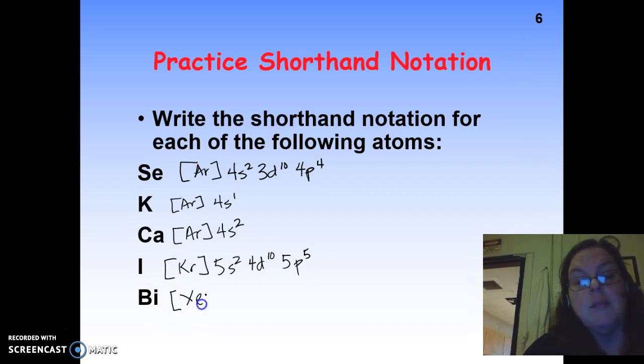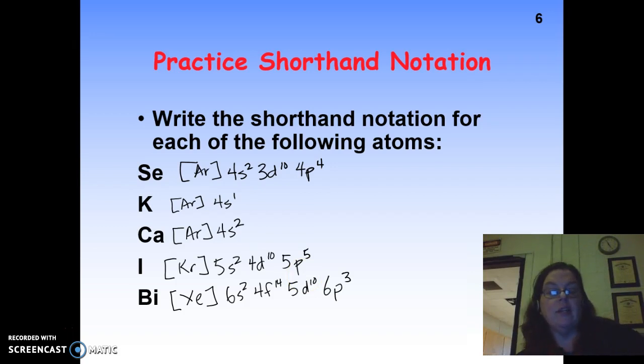This time xenon is being referenced, and we have 6s2. Then we have to drop down and get 4f14, and then 5d10 comes in, and then finally 6p3. Okay, so there are the answers to the last video's practice.